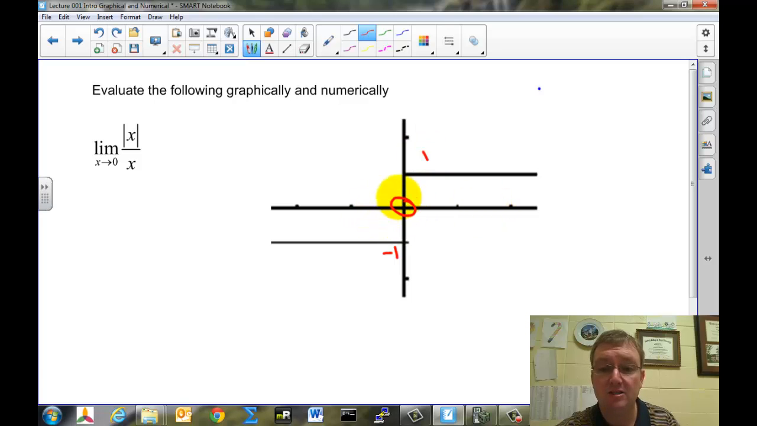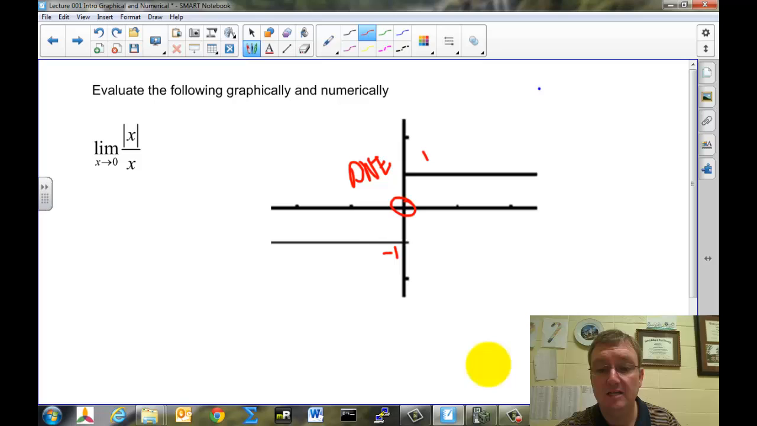So at 0, the function is not approaching a number. It's approaching two different places. It depends on whether you're looking at it from the left, or from the right. So we can conclude it looks like that this limit does not exist. That would be our first thought here from looking at the graph.